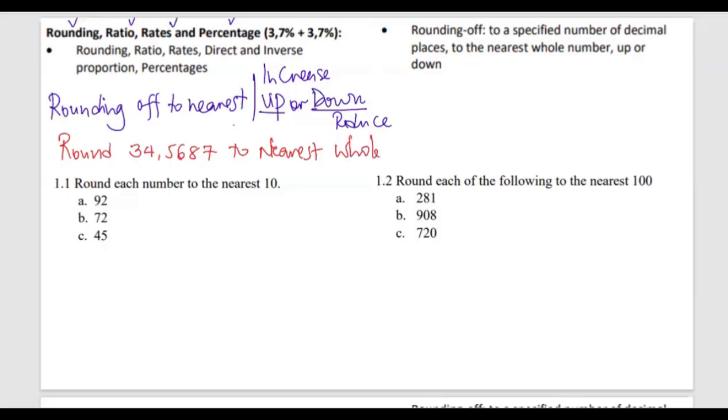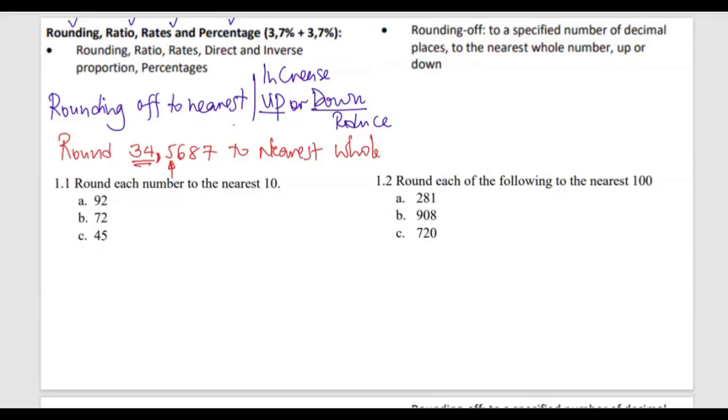So remember, the whole number here, it's what? 34. So before we round off, the number where we're going to stop, we check the immediate number next to it. If it's 5 and above, that means you're going to pick 1 and we add to the number where we're going to stop, rounding off. Or if it's below, we don't do anything.